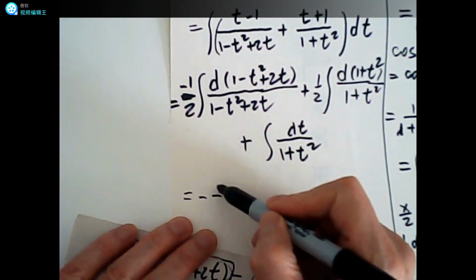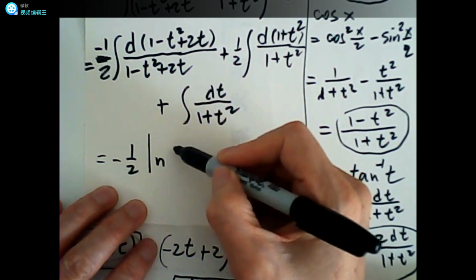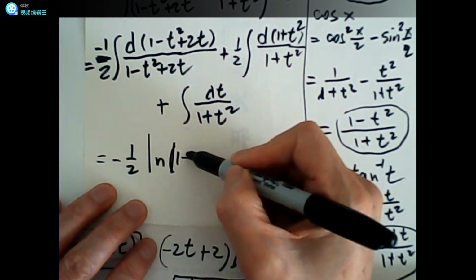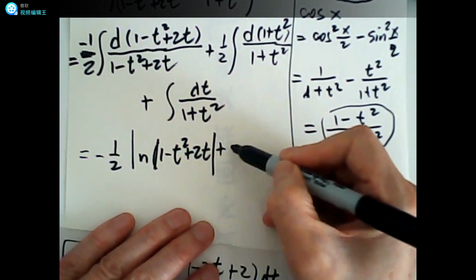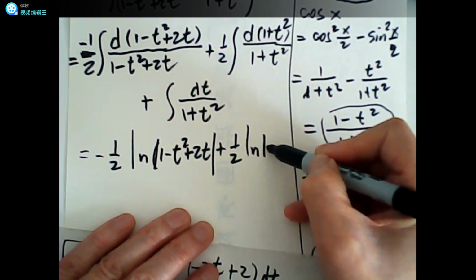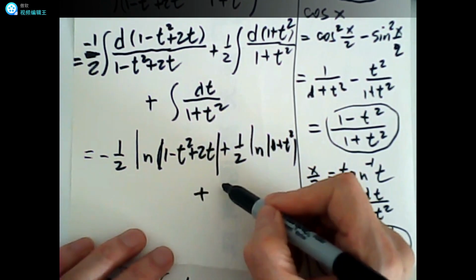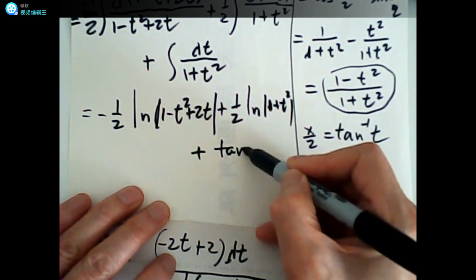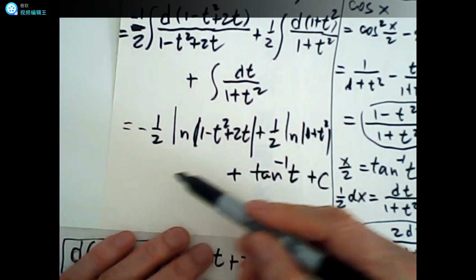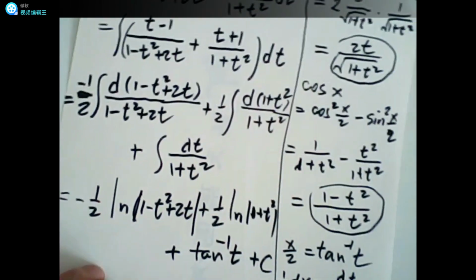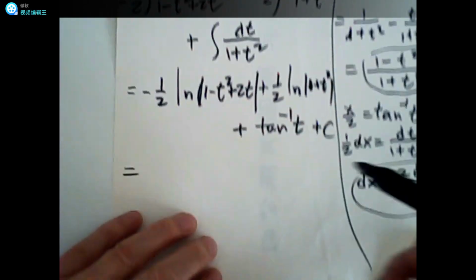So the first one is negative half log of the absolute value of 1 minus t squared plus 2t. This one is a log of 1 plus t squared. This one is arctangent t, then plus c. So as far as integration is concerned, it is done. We just need to simplify and put x back. Then let's do it one by one.